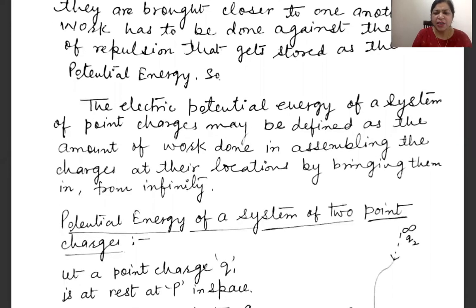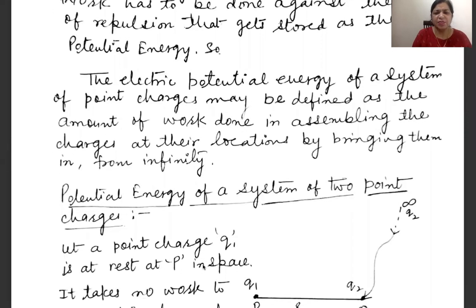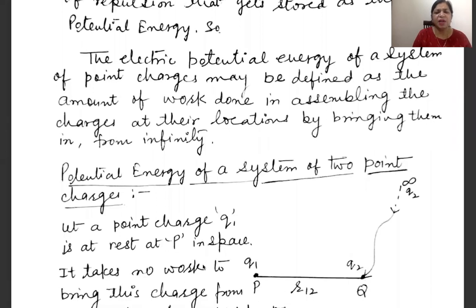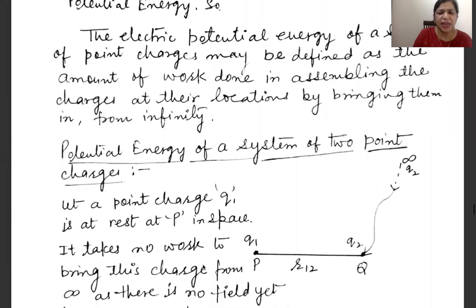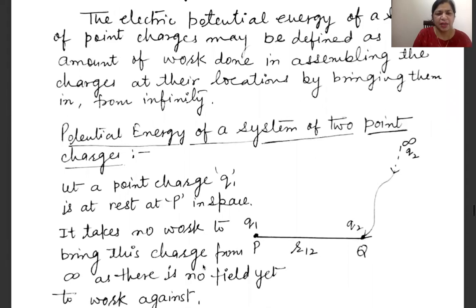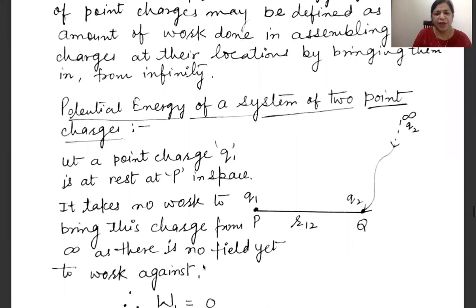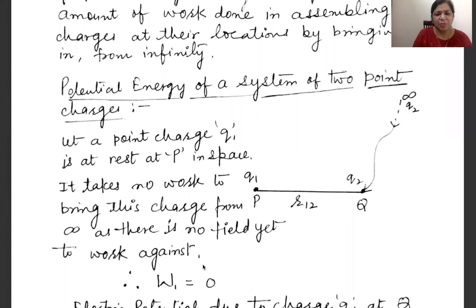So the electric potential energy of a system of point charges may be defined as the amount of work done in assembling the charges at their locations by bringing them from infinity. Now, first of all, the simplest case, if you are having two point charges. This is one charge, that is Q1. This is the other charge that is coming from infinity to this place. Let the position be given by P, and the position acquired by the charge Q2 is Q.